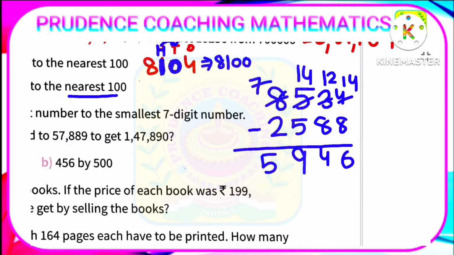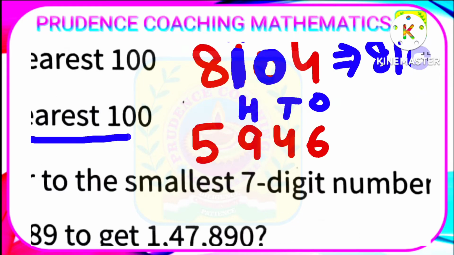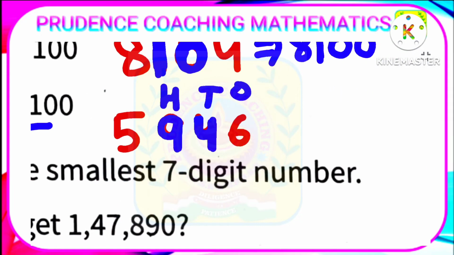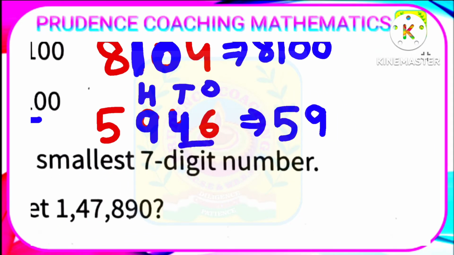5,946. But we need to write it to nearest 100. So we are going to write nearest 100. So this is the 100 position number. After that we need to check. This is 4, that is less than 5. So you need not do anything. We need not add 1 to this 9 because this is less than 5. So here we will write the number, that is 5. Next the 100 position, that is 9, and rest we need to write 2 zeros. So 5,900 will be our answer over here.